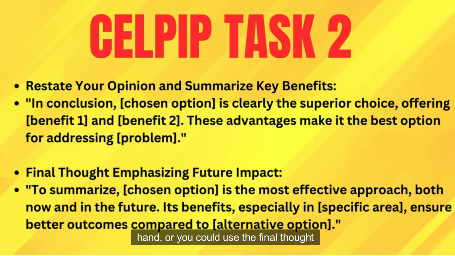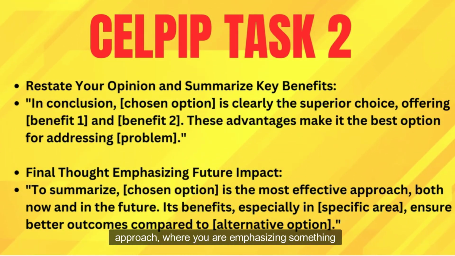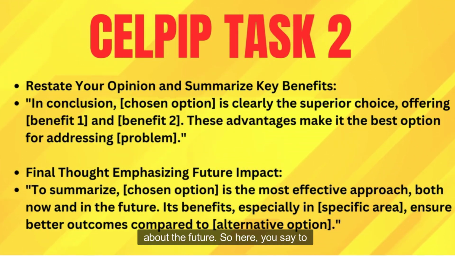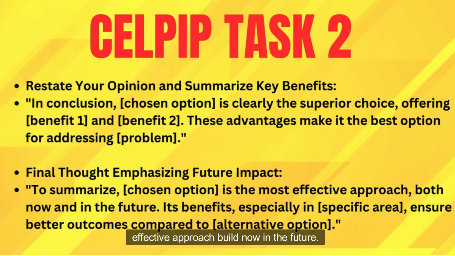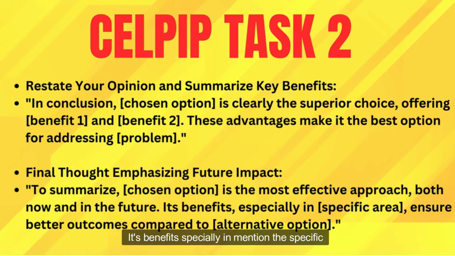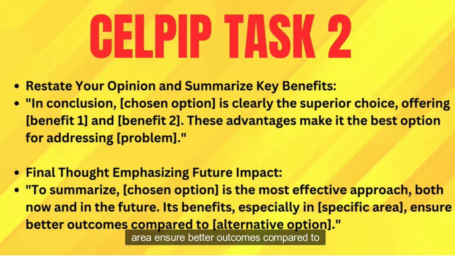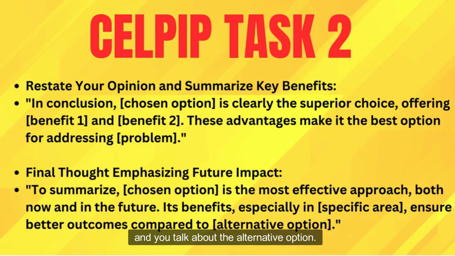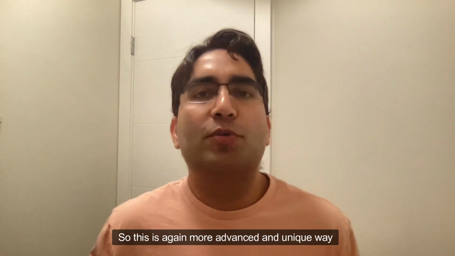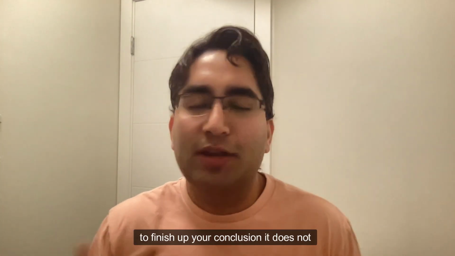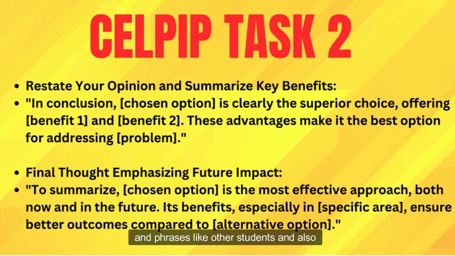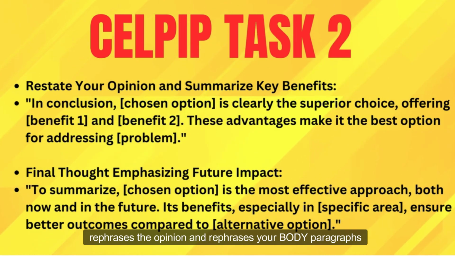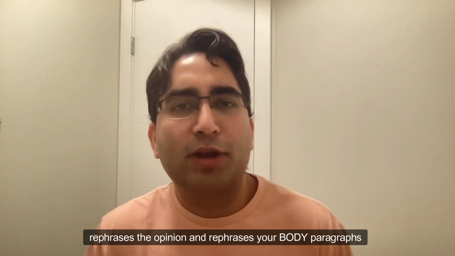Or you could use the final thought approach where you're emphasizing something about the future. So here you say, to summarize, the chosen option is the most effective approach both now and in the future. Its benefits, especially in, mention the specific area, ensure better outcomes compared to, and then you talk about the alternative option. So this is again more advanced and unique way to finish up your conclusion. It does not look like you're just saying the same words and phrases like other students. It also rephrases the opinion and rephrases your body paragraph's points.